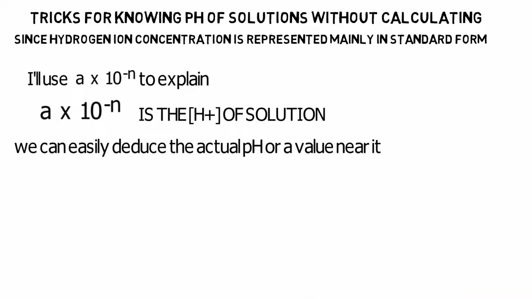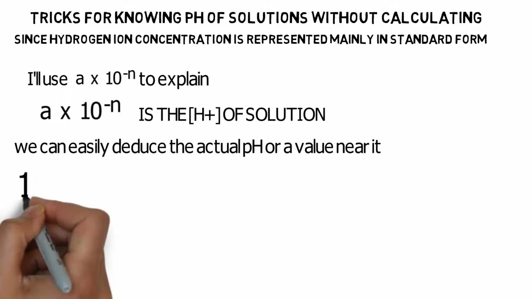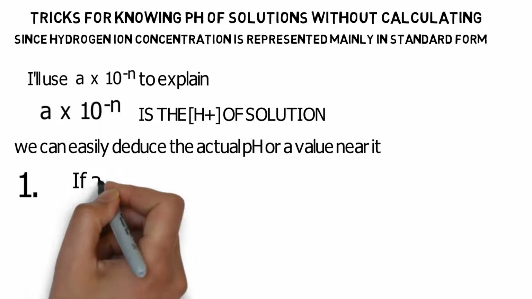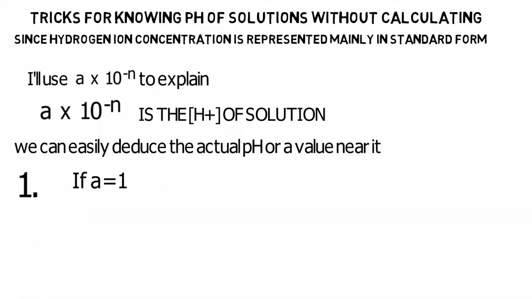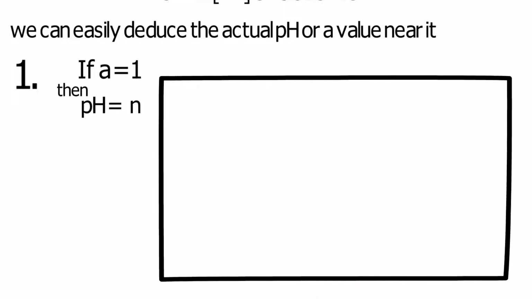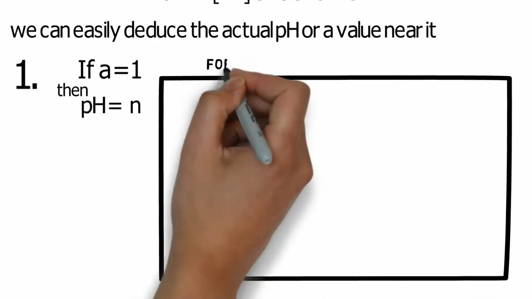The first part of this trick will be found very useful for OBJ exams. It allows you to easily and quickly deduce the range within which the pH of a solution lies. So from the representation, if A equals 1, then the pH will be equal to n, which is the power. Let's take an example for easy understanding.